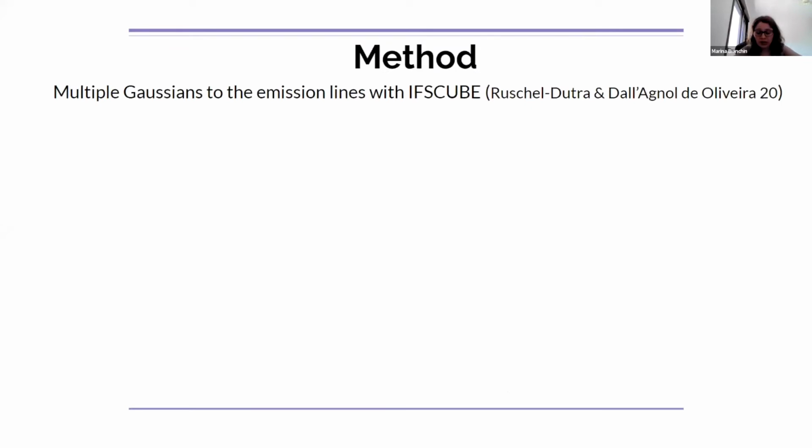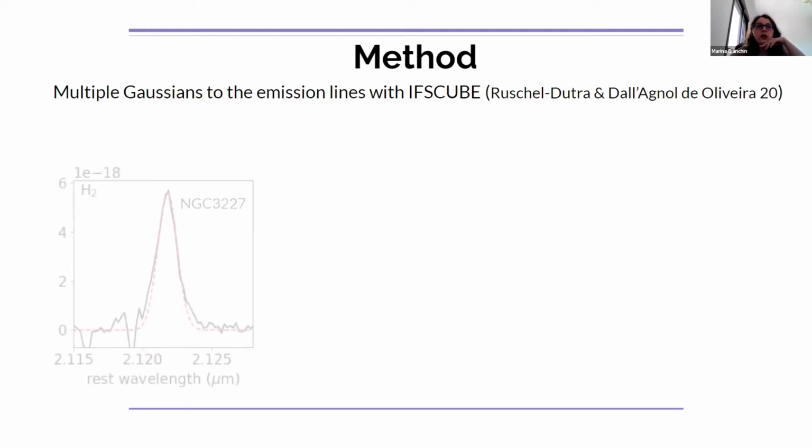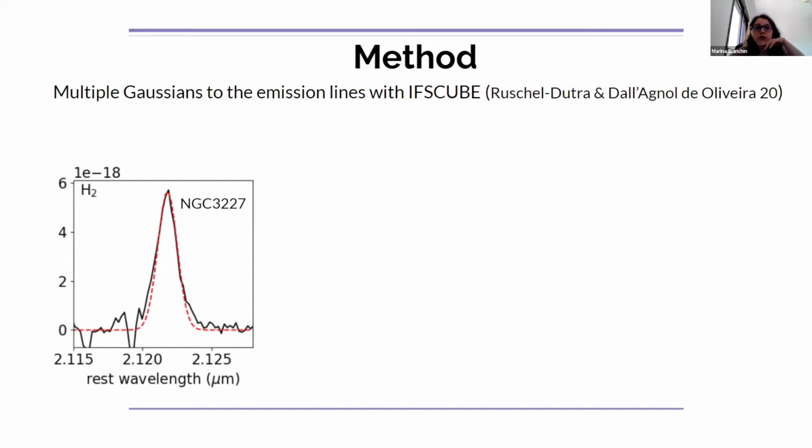The method we decided to approach to study the gas kinematics was to fit each emission line with different Gaussian components and try to disentangle these different kinematical features. We used this code called IFSCube that is public. In case you want to try it on your own data cubes, you can download it. You can look for it, it's free.